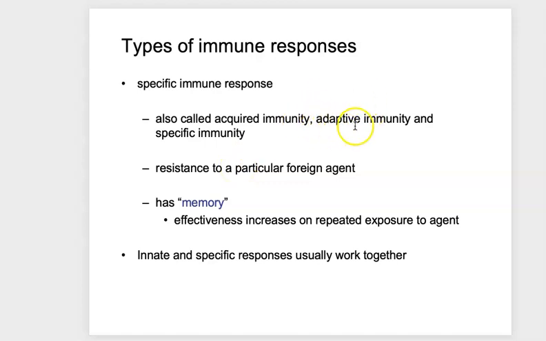That's why it's also called adaptive immunity, where the immune system is adapting to a particular pathogen and developing a heightened specific response. Another great thing about this type of immunity is it has memory, meaning that its effectiveness increases upon repeated exposure. And as I said, they work together.